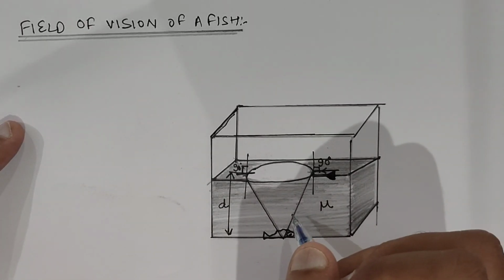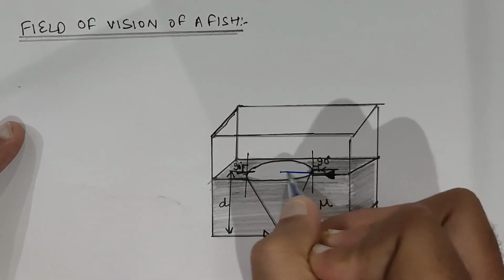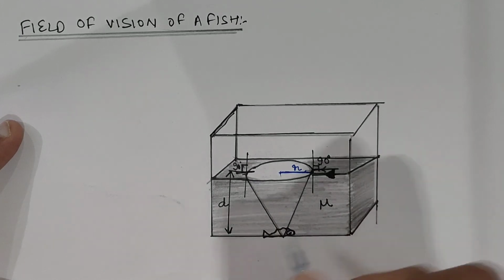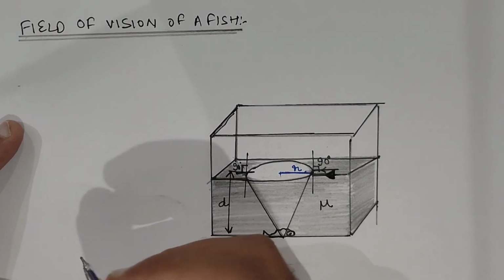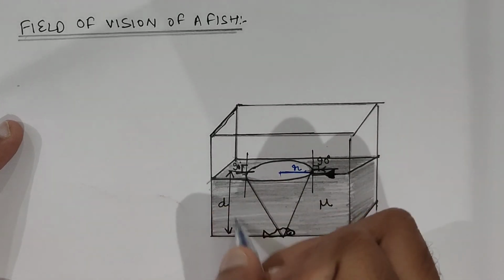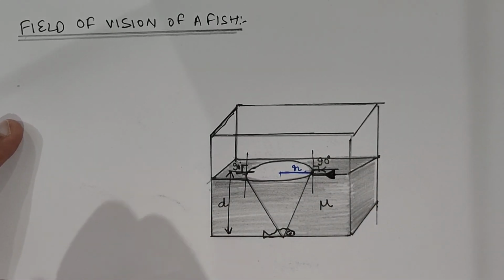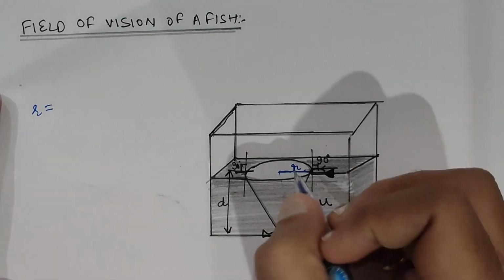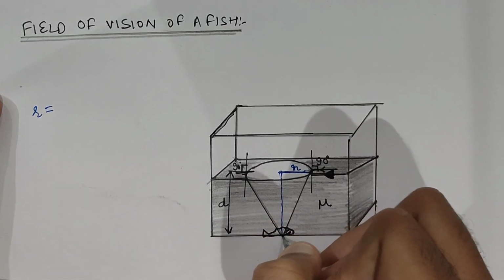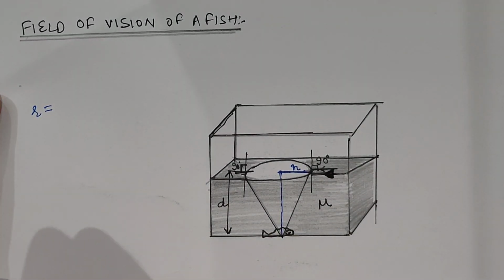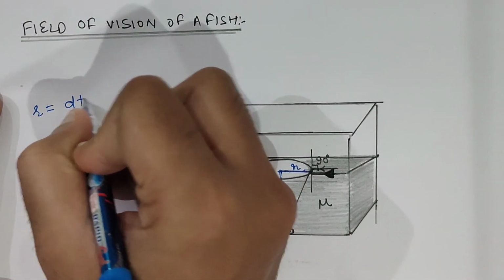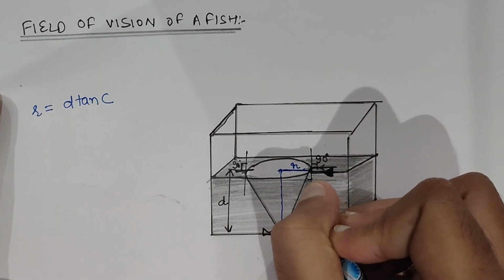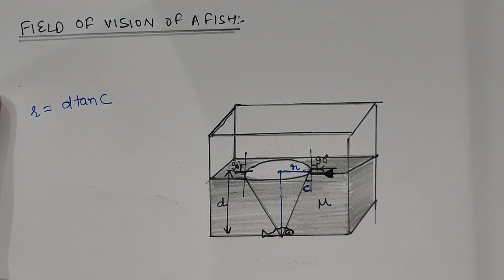So let us take this radius r, this distance d, refractive index mu. Let the depth of the fish be d. Then r will be equivalent to d tan of critical angle, where this is the half angle, the critical angle, IC, or we can say C.